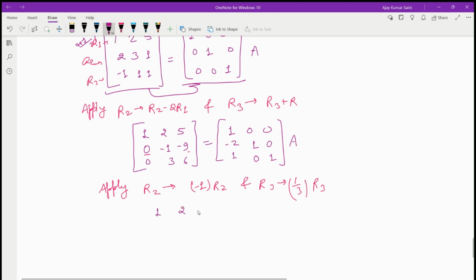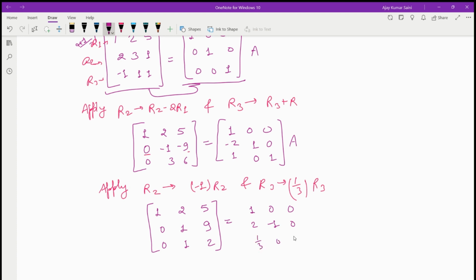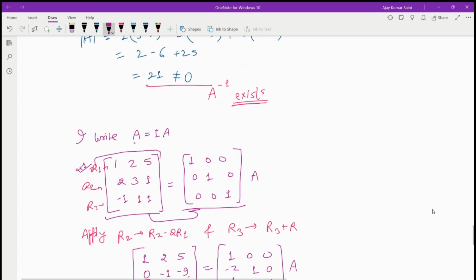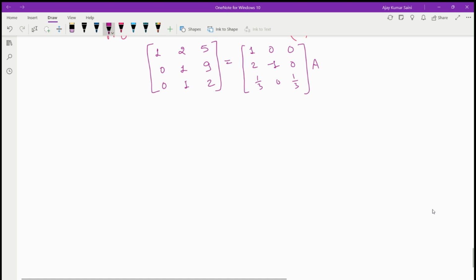So I get 1 2 5, 0 1 9, 0 1 2, and here 1 0 0, 2 minus 1 0, and 1 by 3 0 1 by 3, A. Okay, so I think you are able to understand till here.